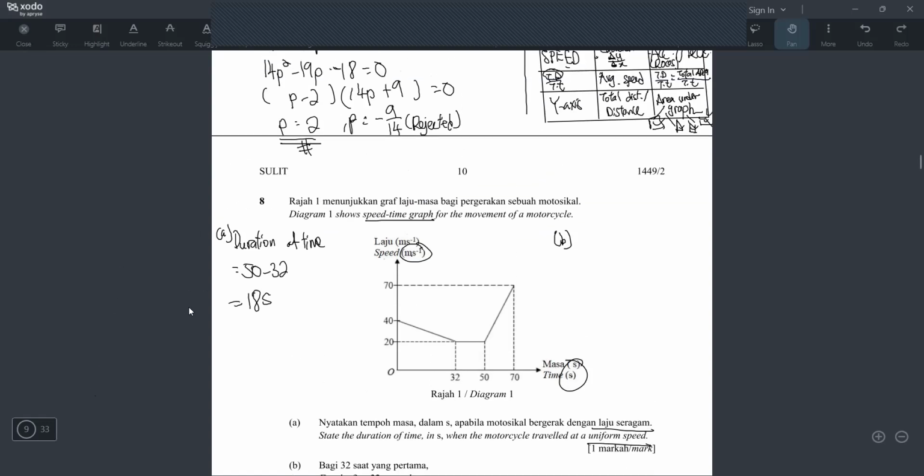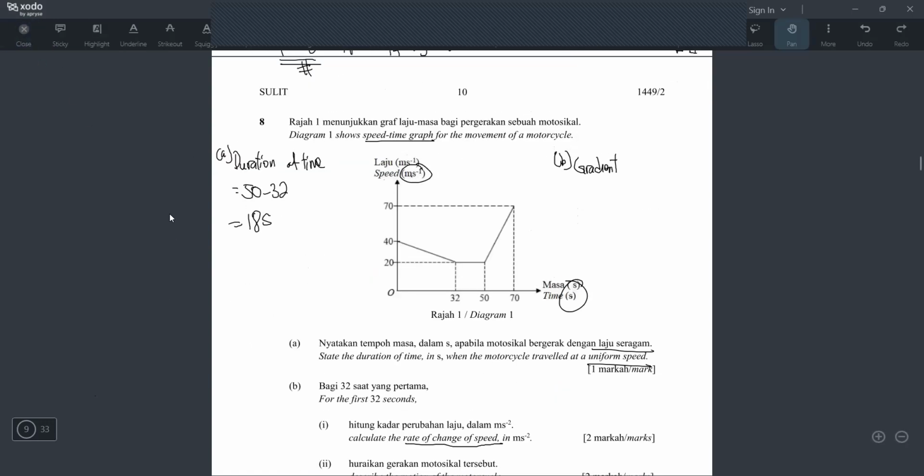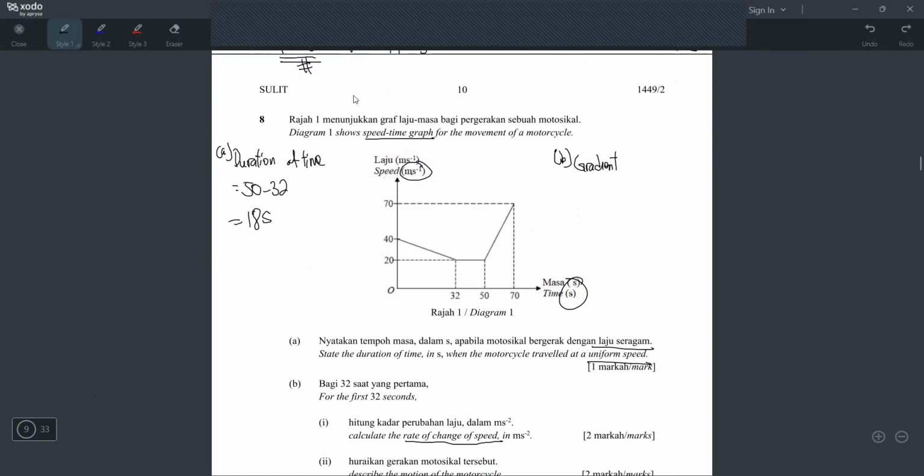Calculate the rate of change of speed in meter per second square. And rate of change of speed is another name for acceleration. And how do you find acceleration in a speed-time graph? You use gradient. Remember, in a speed-time graph, the gradient is used to find acceleration, or another name for it, the rate of change of speed. So now I will write the keyword here, which is gradient. Understand? So I repeat one more time. They want to find the rate of change of speed, which means acceleration, because this is another name for acceleration.